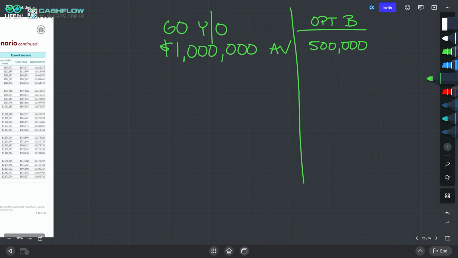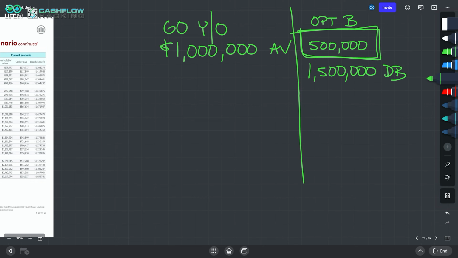So what's going to happen here, if you looked at an illustration, you'd have $1 million accumulated value. You have the $500,000 initial death benefit. So what's going to happen is you're going to have $1,500,000 of death benefit. And that, because you got the accumulated, or the death benefit plus the accumulated value, is going to be the option B, which is the increasing. That's going to go up.